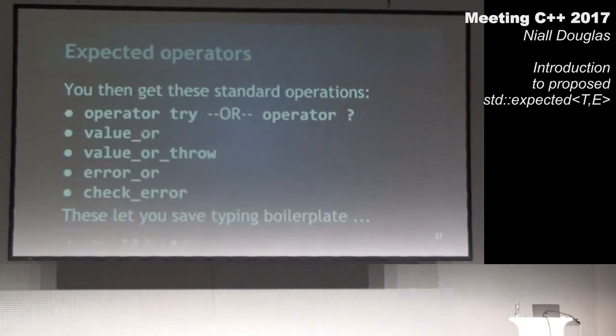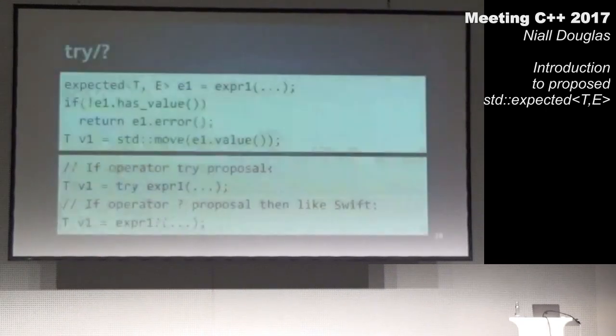So the operator try paper, which I mentioned just beforehand, was written assuming that this paper would be in existence with these concepts. Vicente's got a notion of doing something with operator question mark. I think he's literally discussing it in the WG21 meeting that's happening during this conference. So I don't know any more than that, but I have written out what he told me he had a notion for. There's a value or operator, a value or throw, error or check error. These are all boilerplate saving items.